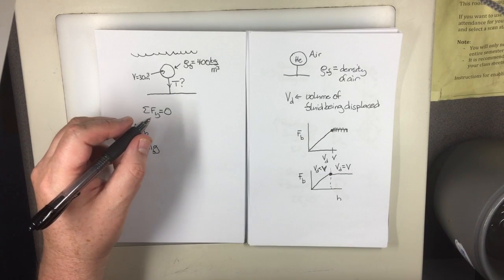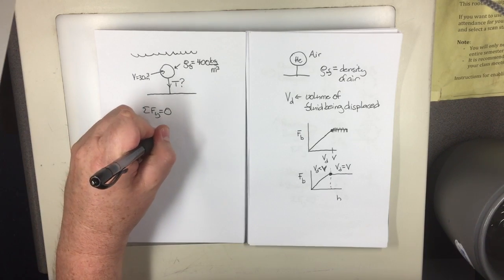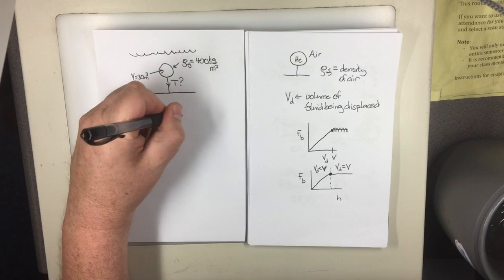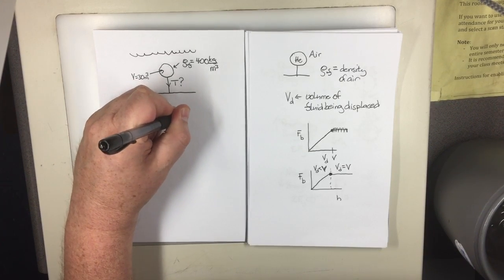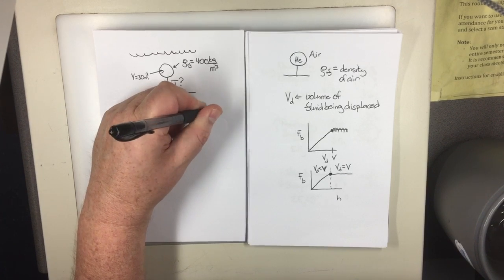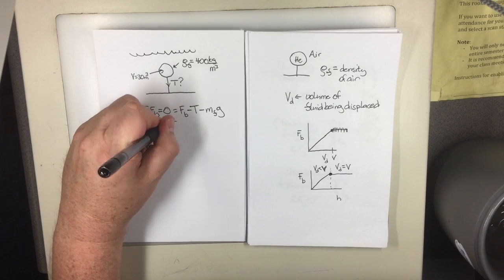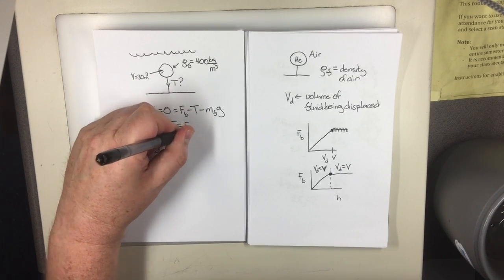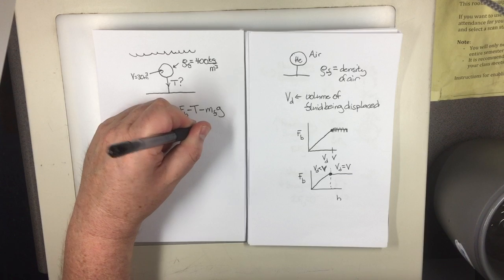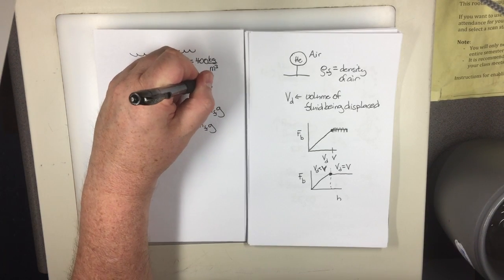Well, let's do this. Sum of the force. Well, we've got this already. That means we've got FB minus T minus mass of the foam times gravity. I'm looking for T. T is buoyant force minus mass of the foam times gravity. Well, I don't have the mass of the foam, but I do have density and volume, and that means Swiss Army knife time.